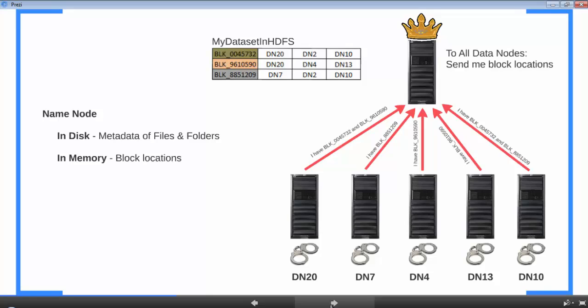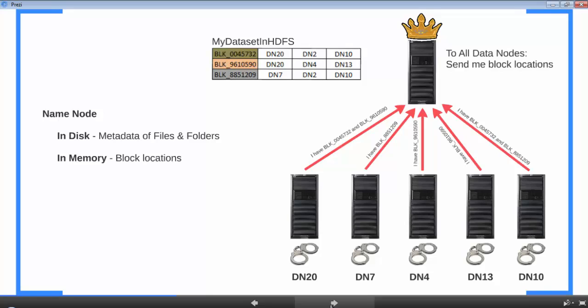Data nodes and name nodes are in constant communication with each other. So when a name node starts up, the data nodes will try to connect with the name node and broadcast the list of blocks that each data node is responsible for. Name node will hold the block locations in memory and never persist the information on hard disk.